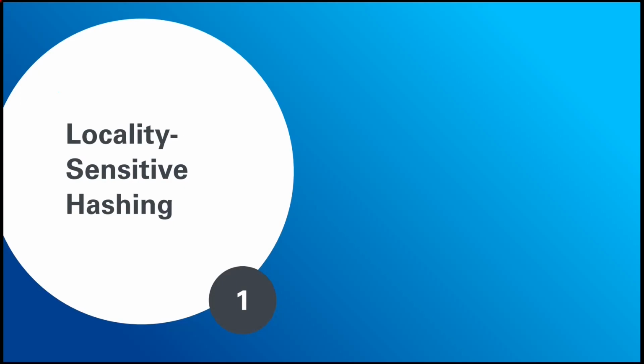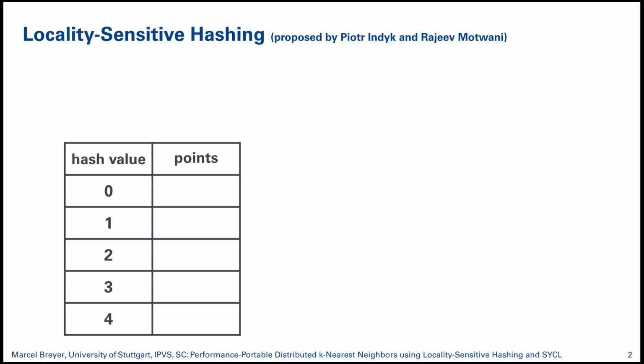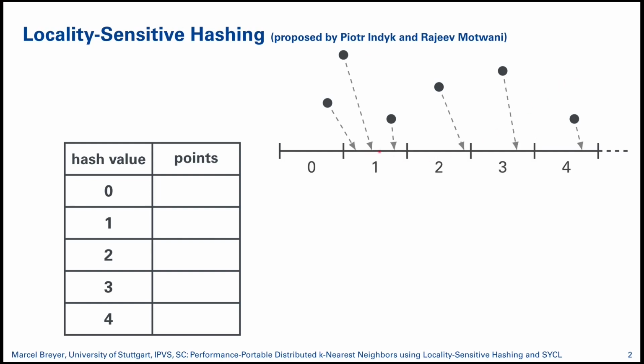So at first, let me introduce you to locality-sensitive hashing. Locality-sensitive hashing has been proposed by Indyk and Motwani, and as the name suggests, it uses hash tables. Given a data set with data points in a high-dimensional space, they are at first mapped to the one-dimensional numbers line. This mapping is done through hash functions, but not ordinary hash functions. Instead, locality-sensitive hash functions are used.